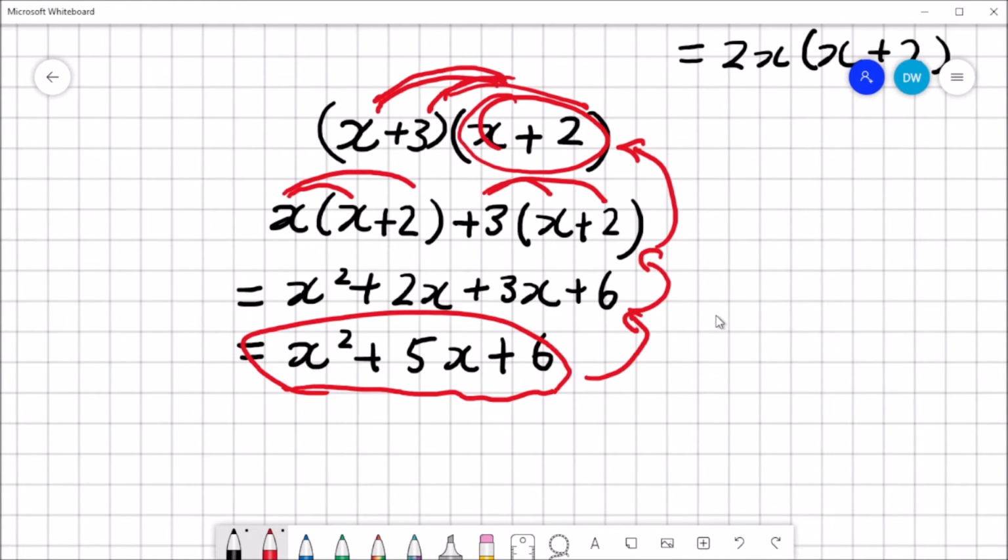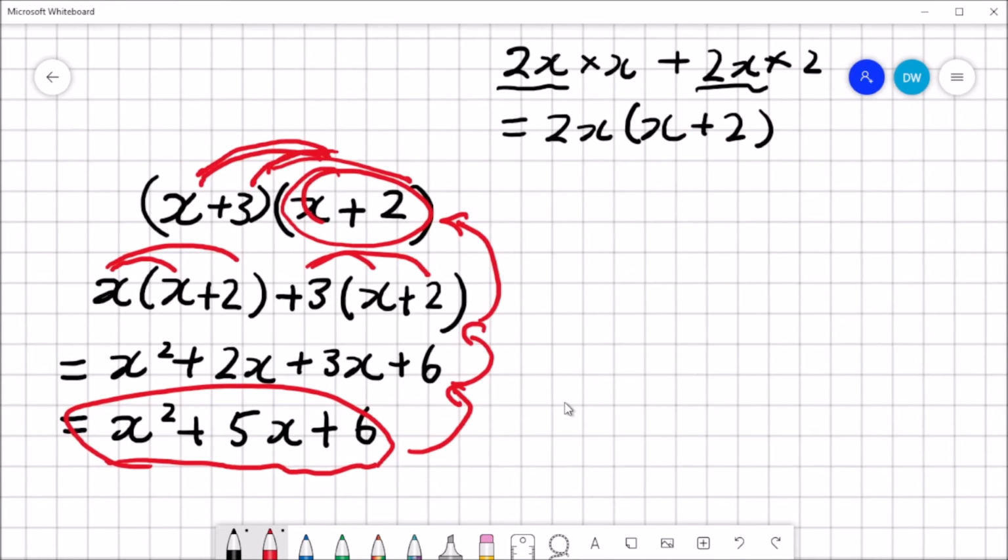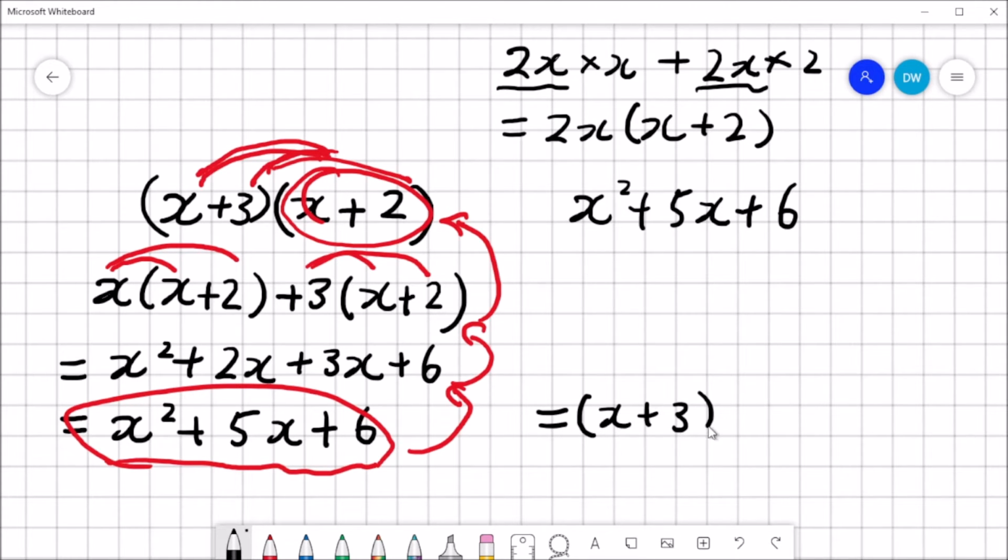So the idea is, if we start with the expression x squared plus 5x plus 6, we have to go back through the whole process, separate everything, and end up with x plus 3 times x plus 2. Okay? So that's what we're aiming to do.